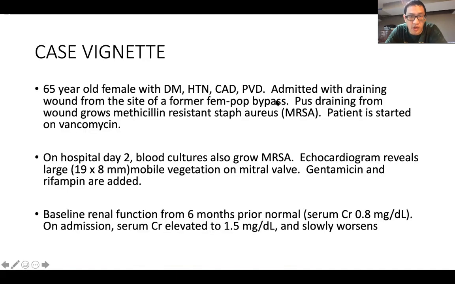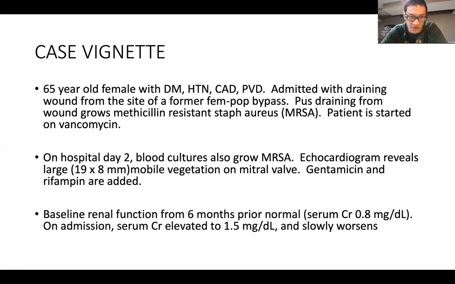All right, here's another case vignette. Some of you may or may not know this. We've had a couple cases like this in the hospital, so I want to read it out. Here you have a 65-year-old female. She's got diabetes, hypertension, coronary disease, peripheral vascular disease. She has a draining wound from the site of a former fem-pop bypass, and pus is coming out, which grows MRSA.